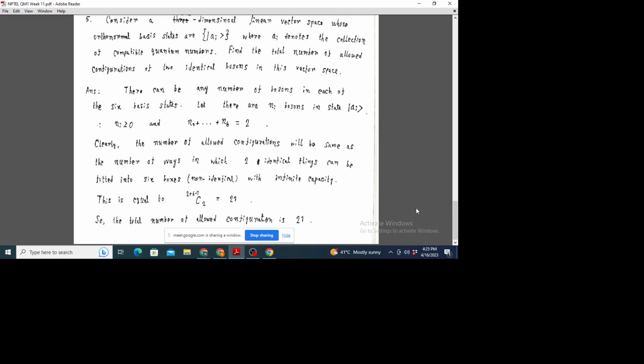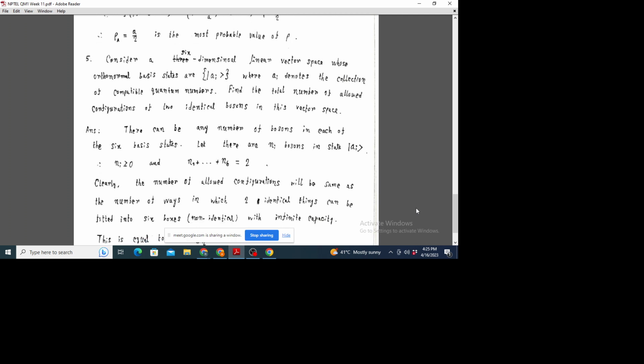Okay, so this was for bosons. Can you tell me another scenario? If they were fermions, what would have happened? What would be the total number of allowed configurations if these two were identical fermions instead of bosons? You have to just remember that identical fermions satisfy the Pauli exclusion principle. Can you tell me what will happen then?